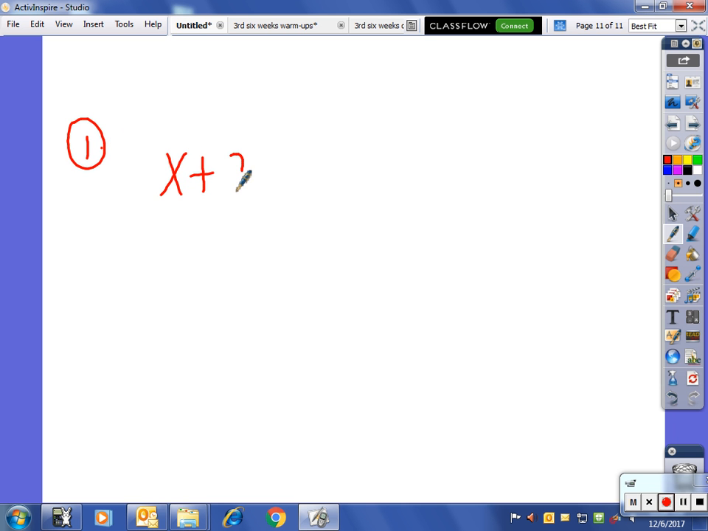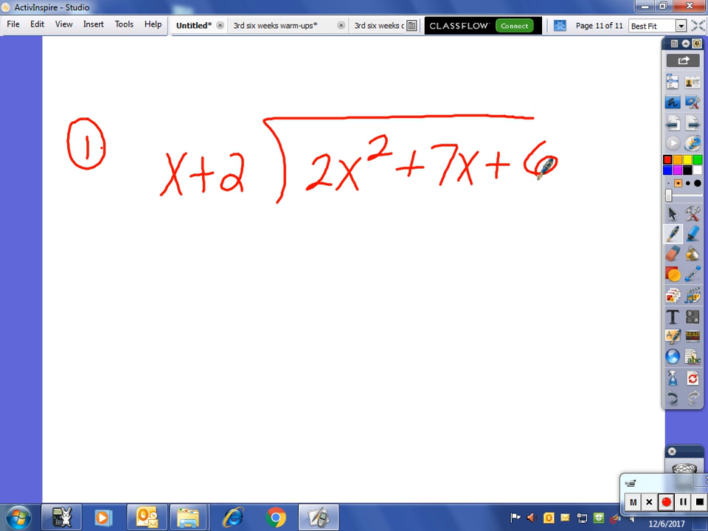Alright, well let's try this. x plus 2 is going into 2x squared plus 7x plus 6. Alright, this is the dividend. I'm not sure if you'd ever be asked that, but you never know. The dividend is what is being divided. The divisor is what you are dividing by.